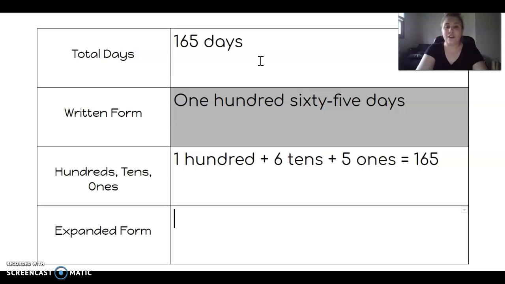We use our hundreds, tens, and ones and our total days to help us write our expanded form, just like we do any equation. So here we go. We have 100 plus 6 tens. 6 tens equals 60. Plus how many ones? 5. Very good. And that gives us our 165 days.